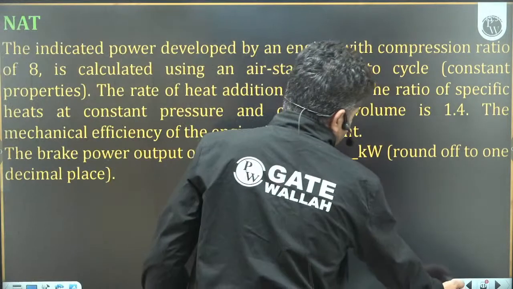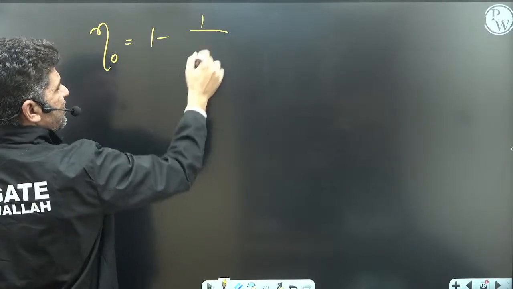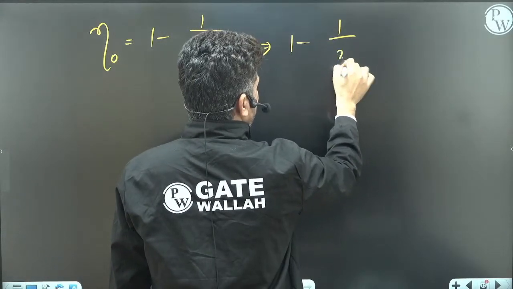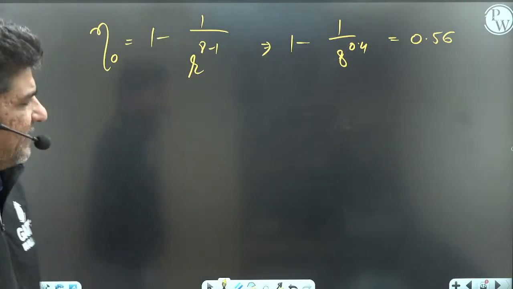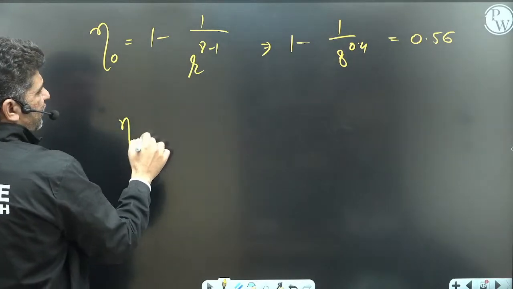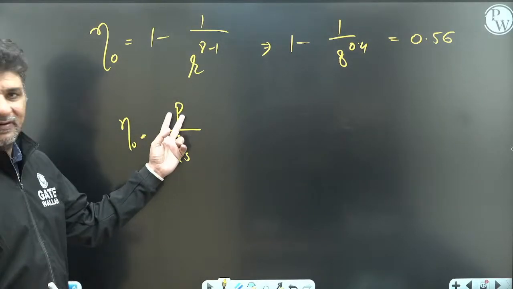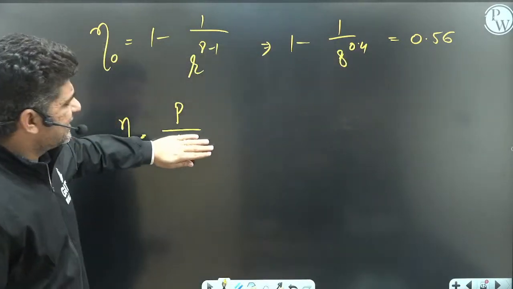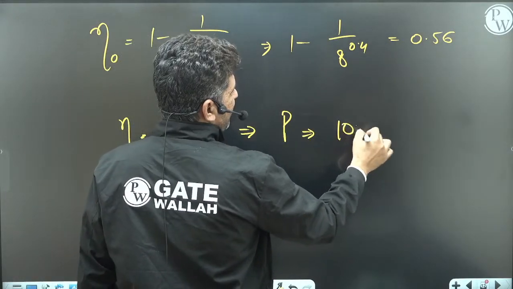Guys, it is given that the Otto cycle uses a compression ratio of 8. So you can calculate Otto cycle efficiency, that is 1 minus 1 over R to the power gamma minus 1. You can put this value, it will come out to be 1 minus 1 by 8 to the power 0.4. I think this will come out to be 0.56. Now we know that efficiency of Otto cycle is power divided by rate of heat supply. He has given you the rate of heat supply, which is 10 kilowatt.